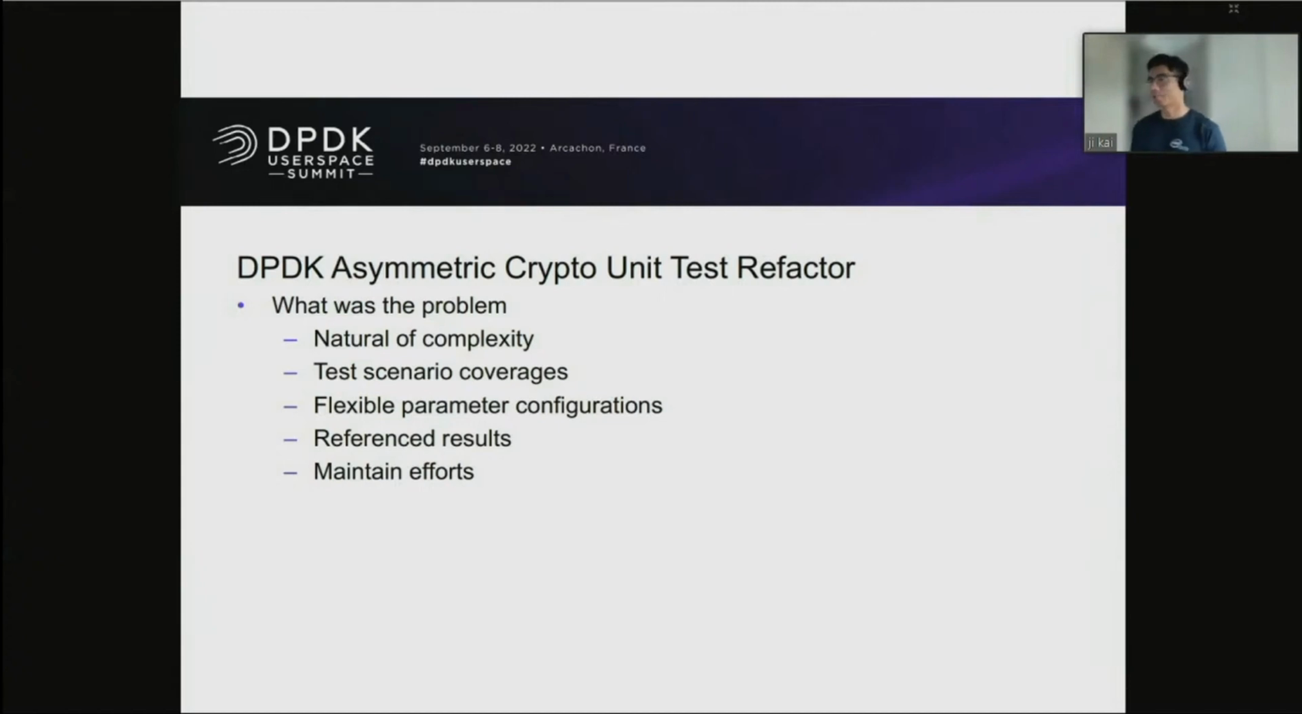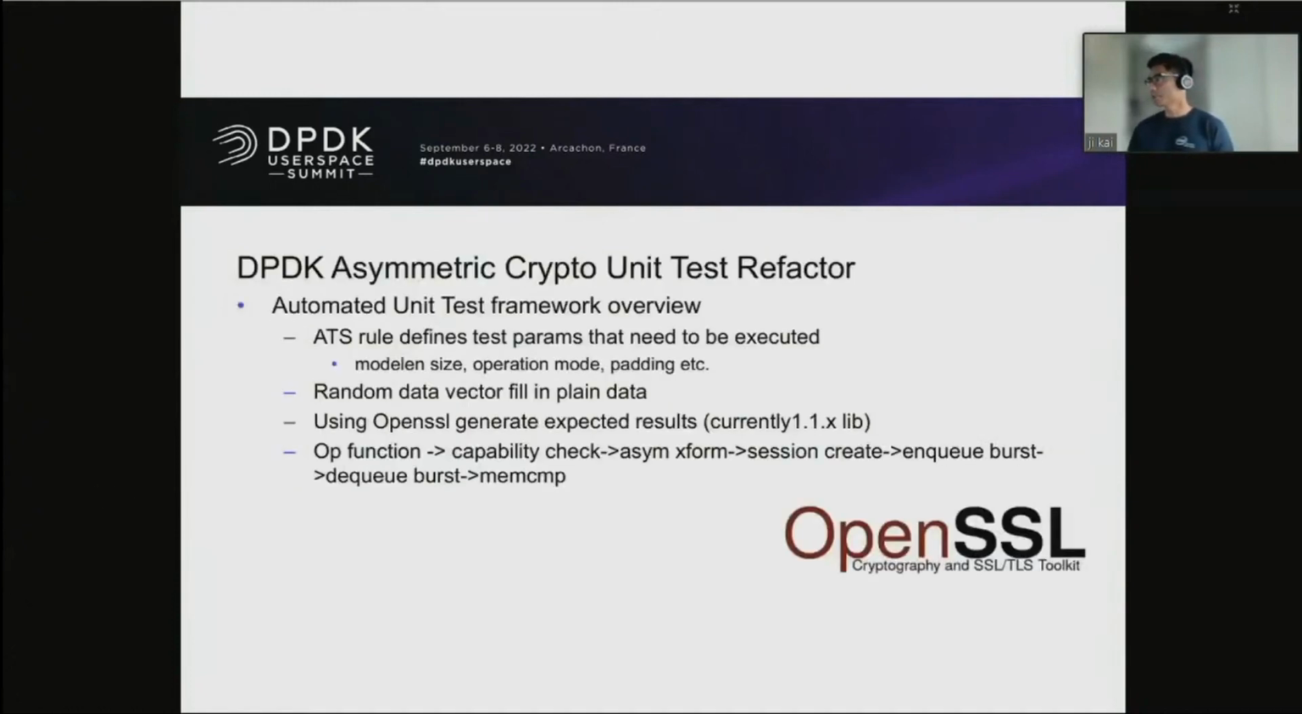It's good to have some reference results so that we could compare the PMD result with the correct result, so that we know the PMD is functioning correctly. And then we should have less maintenance effort. All of those are currently missing. So we are introducing the asymmetric unit test framework refactor.